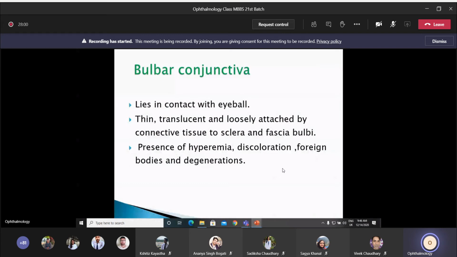And another important finding that you see in the bulbar conjunctiva is the presence of Bitot spot, which is seen in vitamin A deficiency, especially in children. Okay, so that's about the bulbar conjunctiva. Okay, so that's the palpebral conjunctiva there, and that's the bulbar conjunctiva where you see all these features. Okay, so it's translucent and it is attached loosely, and mainly you have to look for the presence of hyperemia, foreign body, degeneration, and also the presence of Bitot spots.